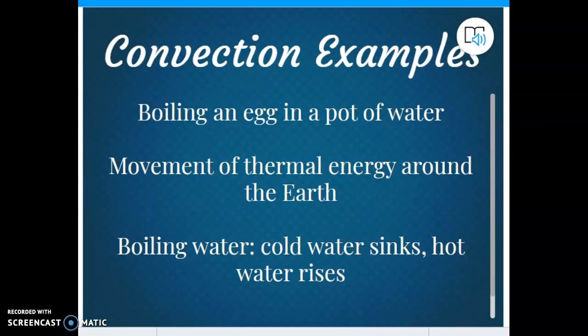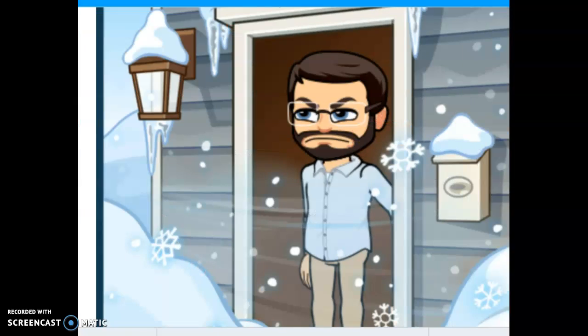Boiling an egg in a pot of water, the movement of thermal energy around the Earth. Again, we're getting closer and closer to that weather unit where we're going to talk a lot about this and things called convection cells. Anytime you're boiling water, the cold water sinks, the hot water rises, you have convection.